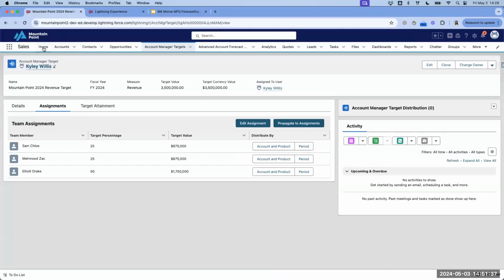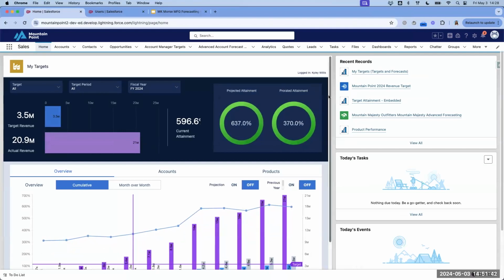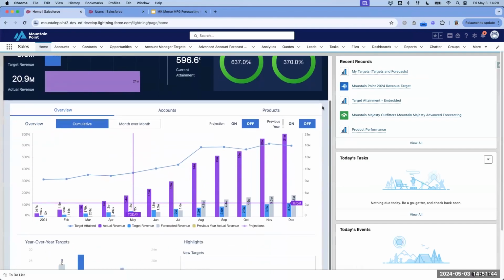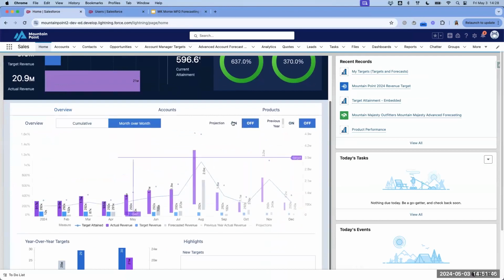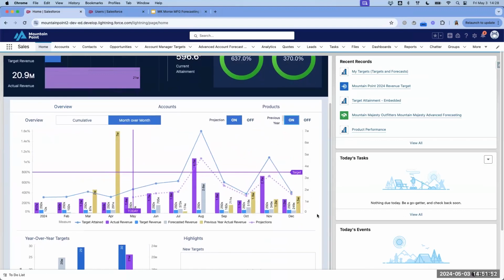So I'm gonna log out. And then if I go home on this one, so yeah, here's one, obviously, because as an admin, I see everything. So I just kind of wanted to show this month over month. Here's our projections in this purple line. And then here's our previous year comparison. So once the data fills in, this is kind of what that would look like.